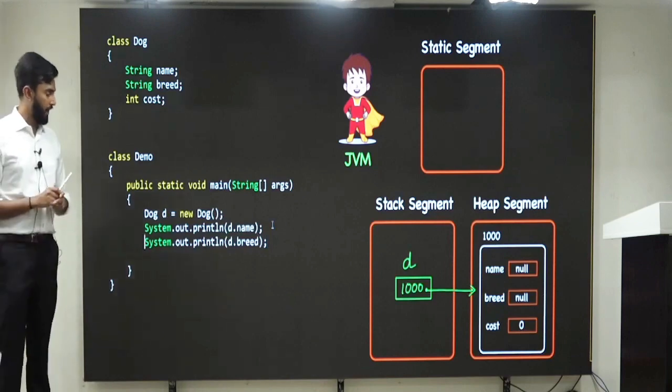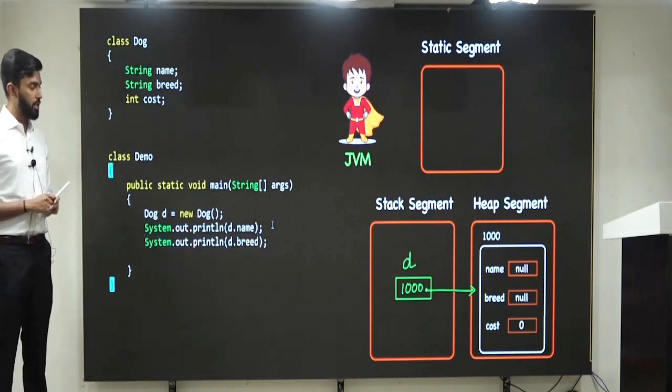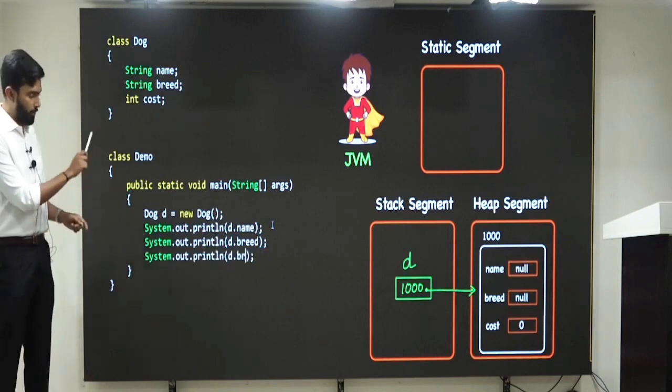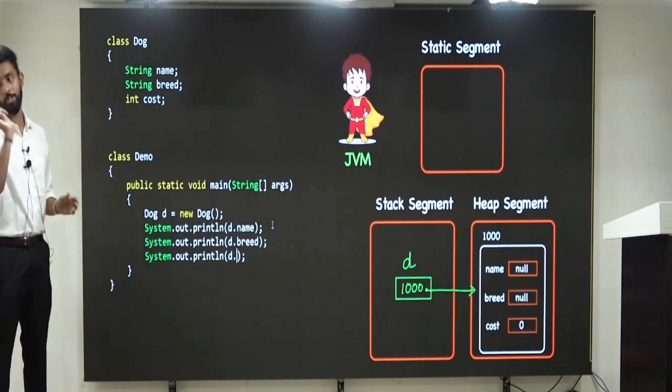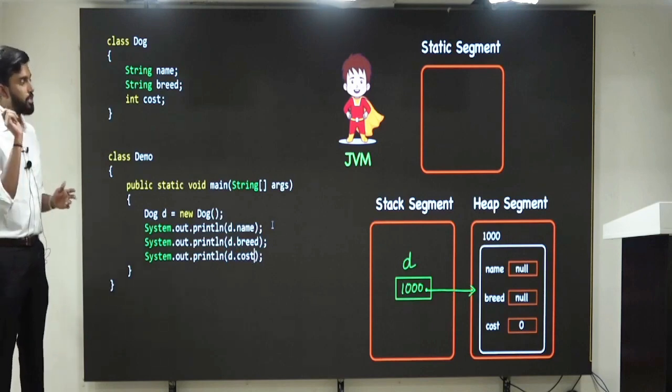Copy that line. Paste it again. Now tell me, what is the last thing I should tell? System.out.println. D dot cost. Correct. Now watch it carefully.